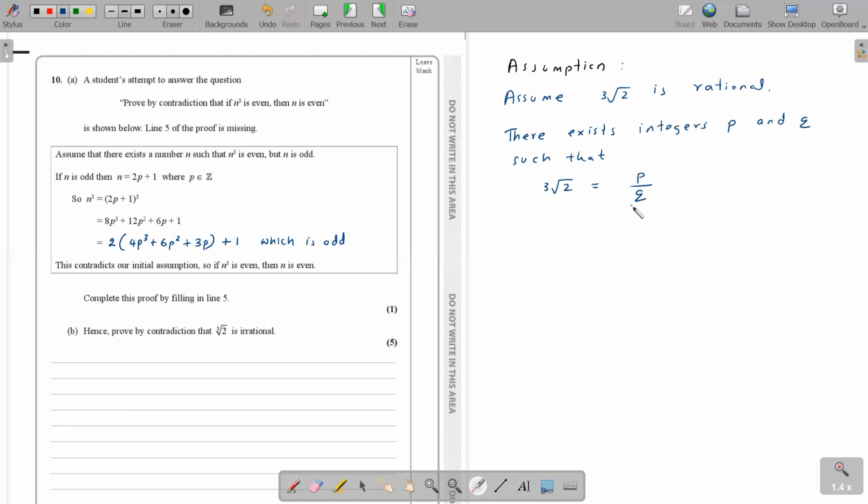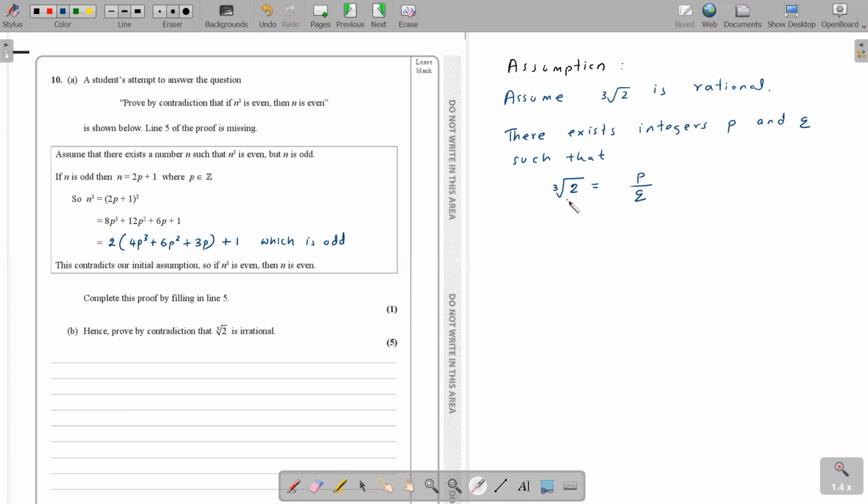So these are the assumptions. We assume that there exist integers P and Q such that cube root 2 is P over Q. Okay, so now we need to work with this and show that this contradicts. So let's get the proof started. How do we start the proof?